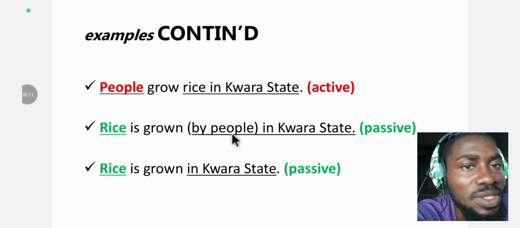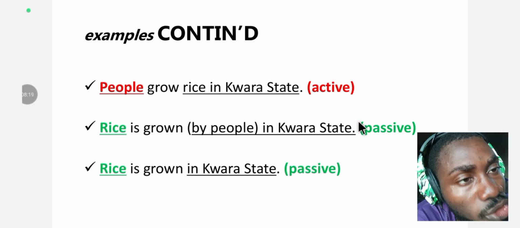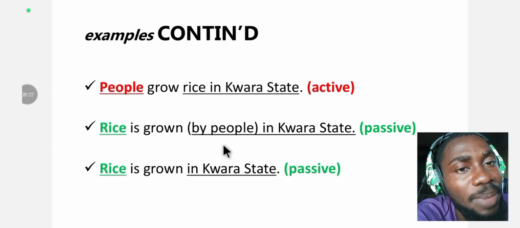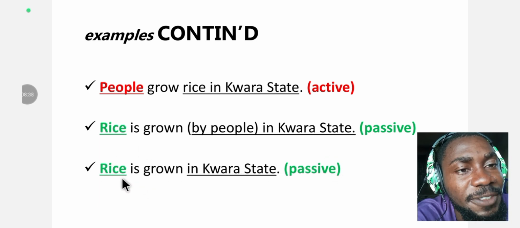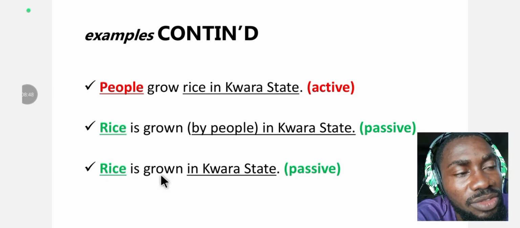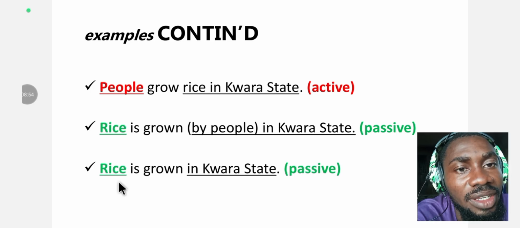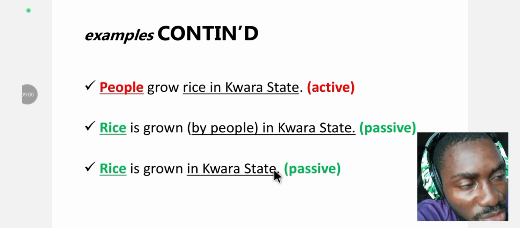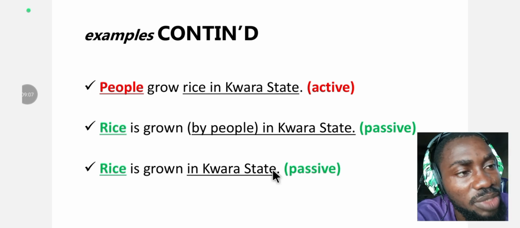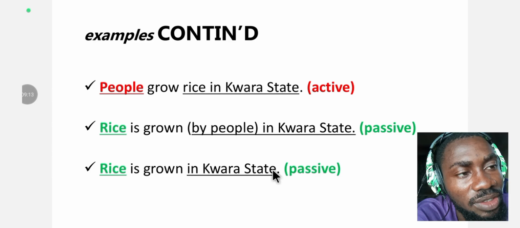Passive, because the people is no longer the performer. So that turns this sentence into a passive voice. The next example: rice is grown in Kwara State. Passive voice. The people is no longer the performer here. Rice becomes the performer, and remember what made up the object position, rice. Rice switched position with the people, which was supposed to be here, making this a passive voice. Always remember, in a passive voice, there's a change in position between the subject and the object. But in the active voice, the subject is the performer of the action.